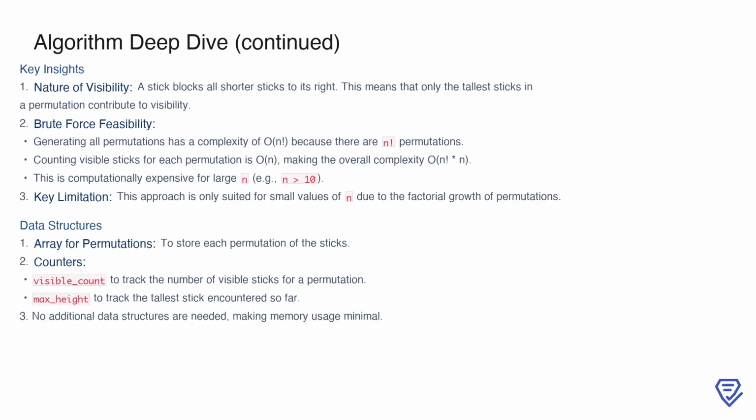On the positive side, this method has minimal memory requirements, as we only need an array to store permutations and a few counters, such as visible_count and max_height, to track the visibility during evaluation.